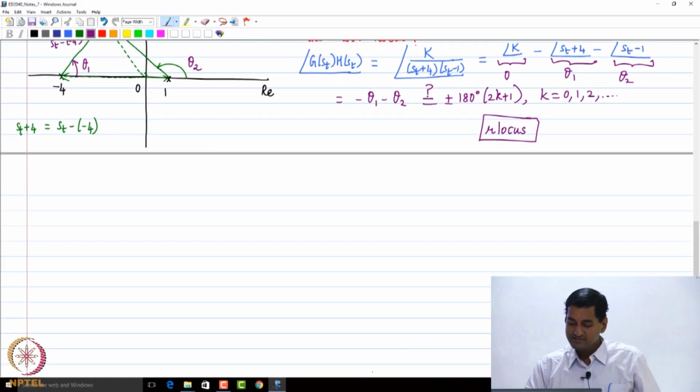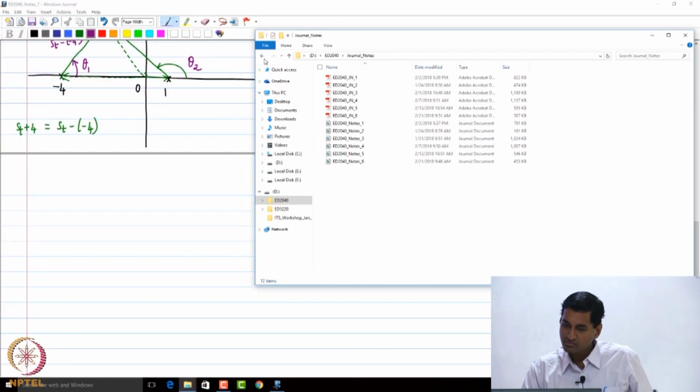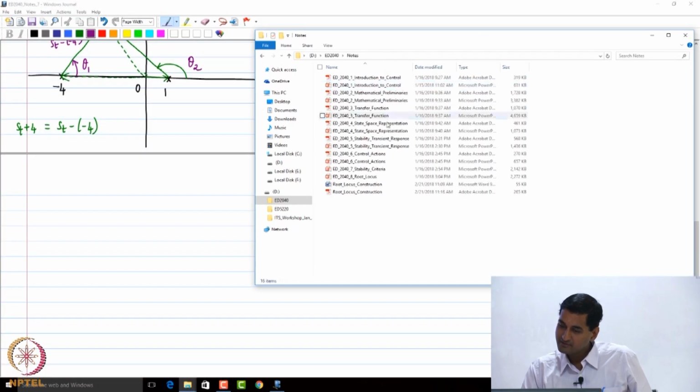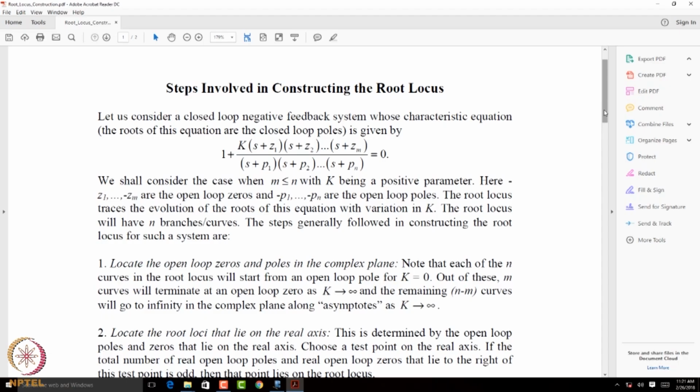So now let us go to the document which I uploaded. Yes, let's look at that. Let's go through the steps involved in constructing the root locus. Once again we are considering a closed loop negative feedback system whose characteristic equation is this, right? Whatever we have considered. Of course we shall consider the case when m is less than n, right? That's very important, and k being a positive parameter. That's a condition that we have started with.